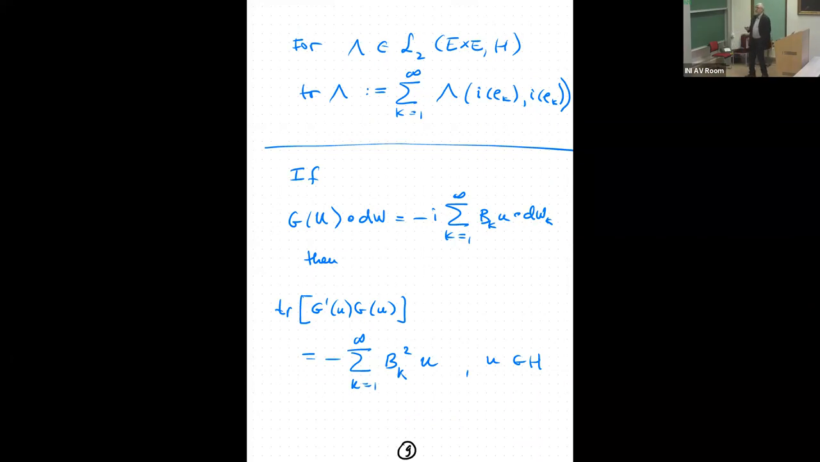And in the special case where we have linear expressions, this trace can be expressed in this correction term minus b_k squared u. So this is well known.